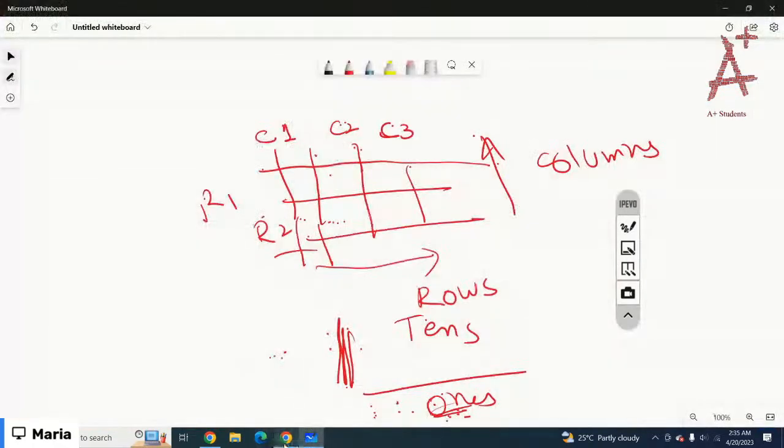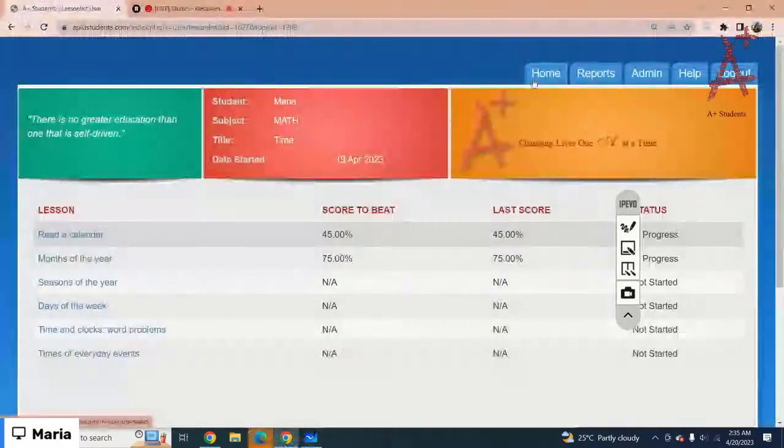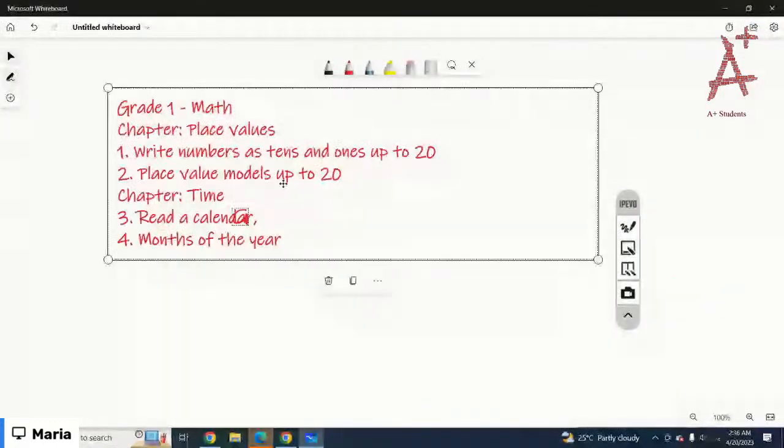So we were on grade 1 maths and the lessons we have covered are write numbers as tens and ones up to 20, place value model up to 20. Then we read the new chapter, time. The lessons are read a calendar, and months of the year. Got it?